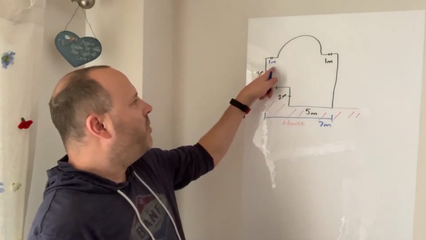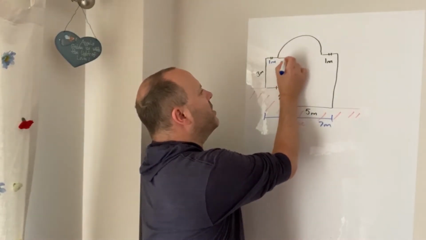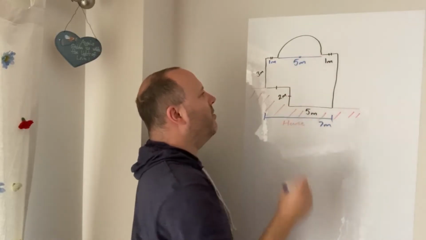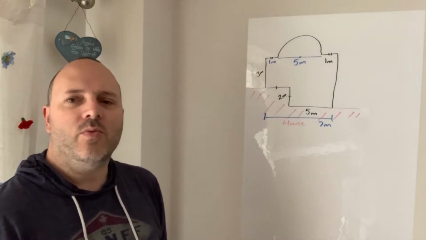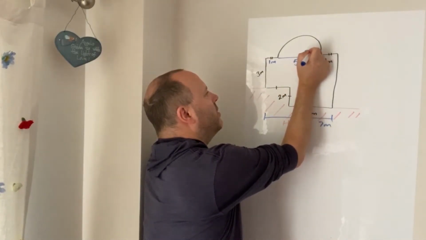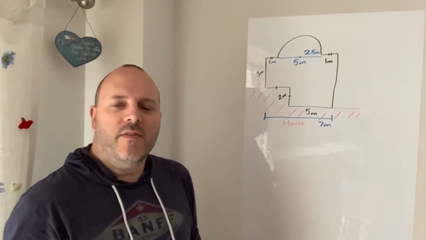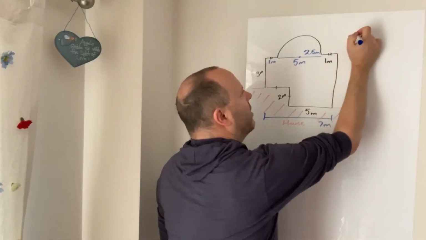And 1 meter taken off there, 1 meter taken off there, that means that the semicircle has a diameter of 5 meters. If its diameter is 5 meters, then its radius is 2.5 meters. So now I could find the area for that semicircle. All right, so let's do that.